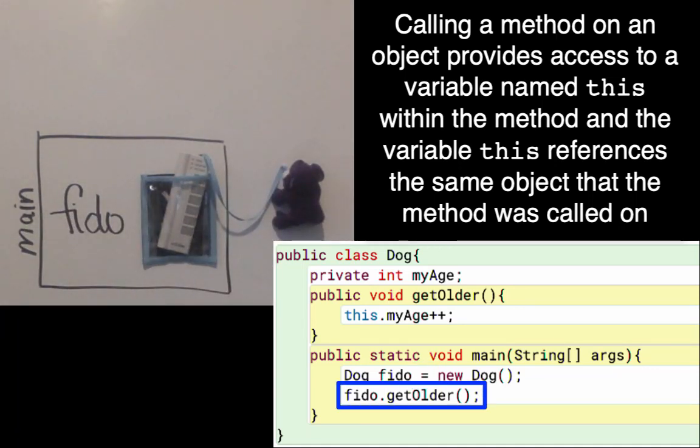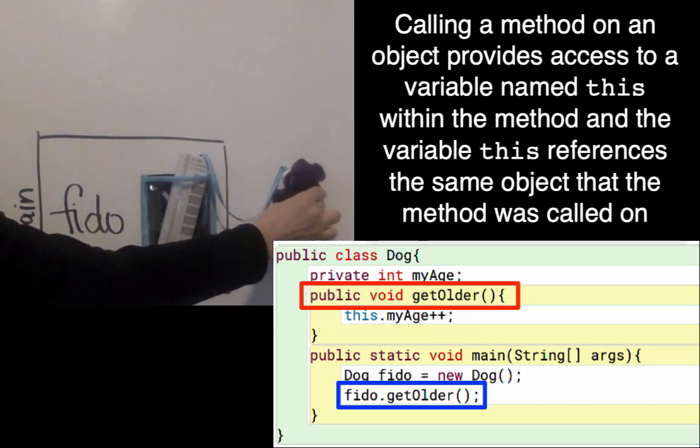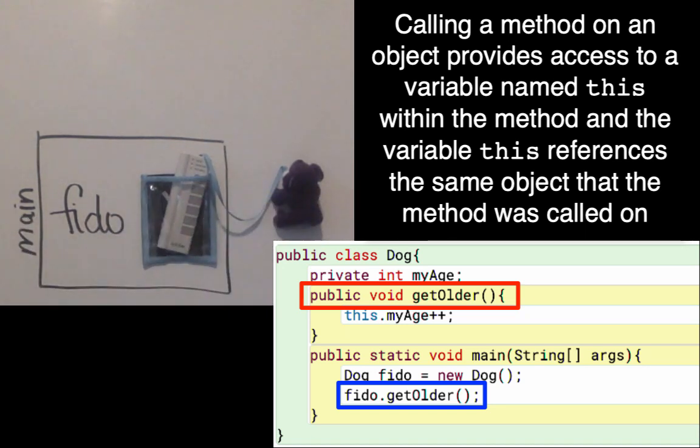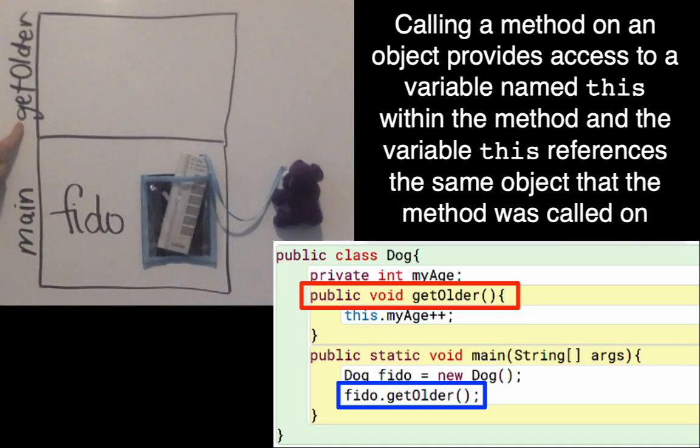The next line says fido.getOlder(). So here we're calling a getOlder method on fido. You can think about following the fido reference and then asking this dog, hey, execute the method getOlder. Since we're calling another method, we're going to get another stack frame. So I'll draw the stack frame to keep track of all the local variables inside the method getOlder. And I wrote the name of the method on the side.